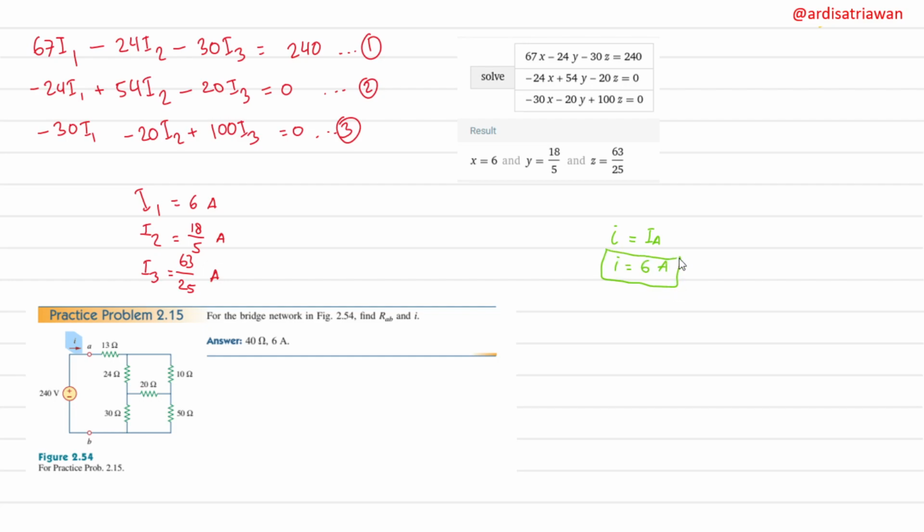Okay, and then because the voltage will be 240 and the current will be 6 ampere, we can find the resistance simply using Ohm's law. So the voltage divided by the current. The voltage will be 240, and the current will be 6 ampere, and so that makes the resistance 40 ohm. So we get the current I is 6 ampere and the resistance is 40 ohm.